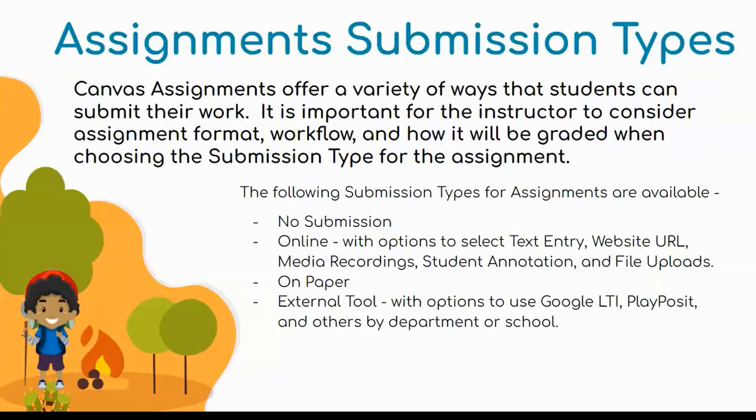So your assignment types are no submission. And we're going to talk about when we would use each of these in just a moment, but I'm just going to quickly review what they are. There's no submission. There's submission online, which is going to give you options of how you want them to submit it online. Submission type 3 is on paper, and submission type 4 is external tool. This will be something like if you want them to turn in a PlayPosit or Google assignment or some other external tool that integrates into Canvas.